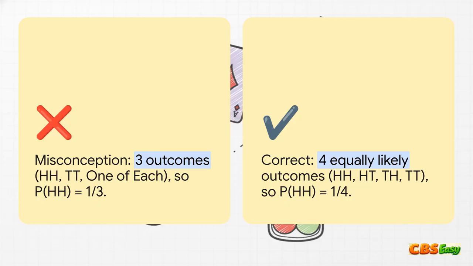But that's wrong, and here's why. Getting 1 of each can actually happen in 2 different ways. You could get heads then tails, or you could get tails then heads. Those are 2 separate, equally likely outcomes. So there are really 4 possibilities in total. That means the correct probability of getting 2 heads is 1 out of 4.